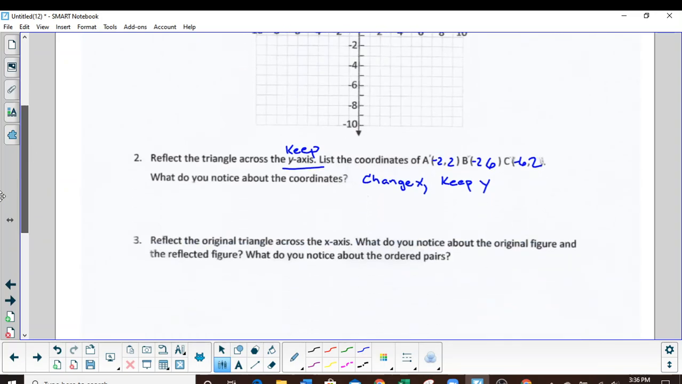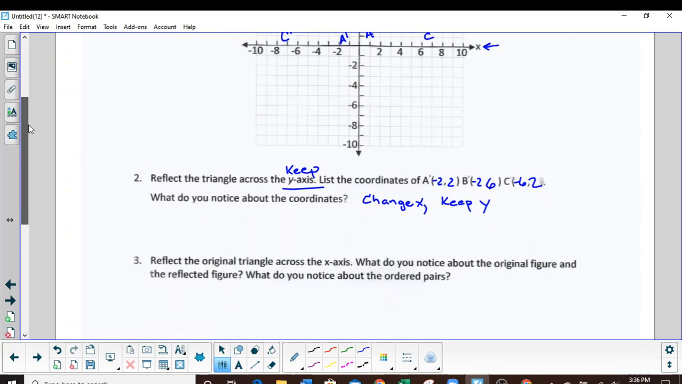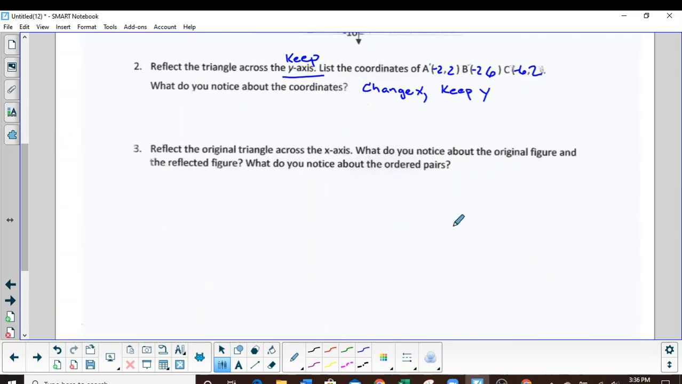All right, on the next one, what does it say? Reflect the original triangle across the x. So this is the original one because it doesn't have any prime marks. We're going to flip it over the x-axis, and then we'll put double primes on these. If we're going across the x, remember, we're going to keep the x. So keep x, change y.